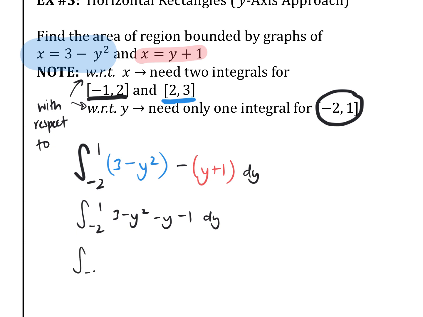Simplify it one more time. Combine those like terms, 3 minus 1 gives me 2. So I've got -y squared minus y plus 2 dy.